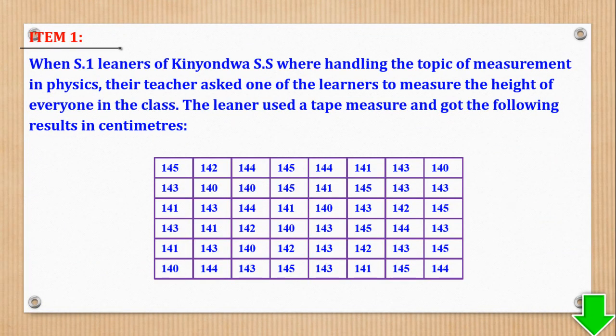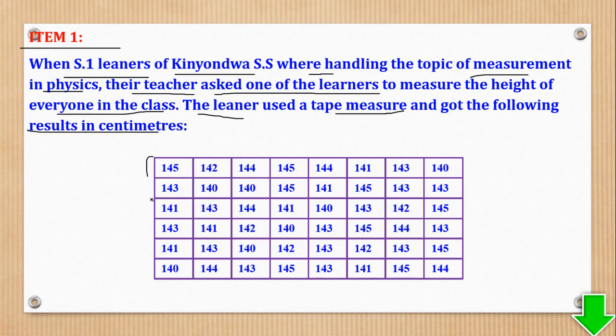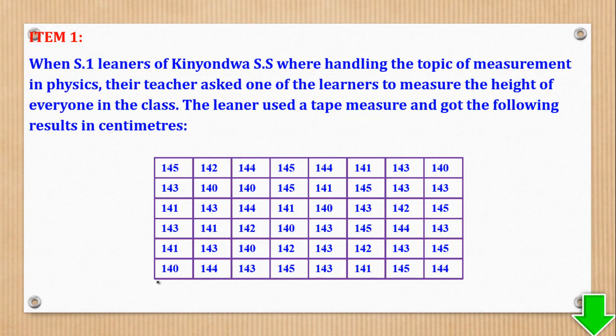Item 1 says, when S1 learners of Chinyondwa SS were handling the topic of measurement in physics, their teacher asked one of the learners to measure the height of everyone in the class. The learner used a tape measure and got the following results in centimeters. So those are the results.